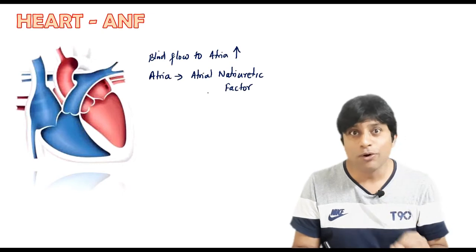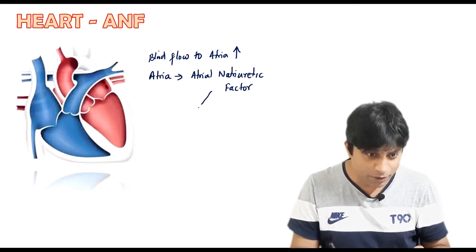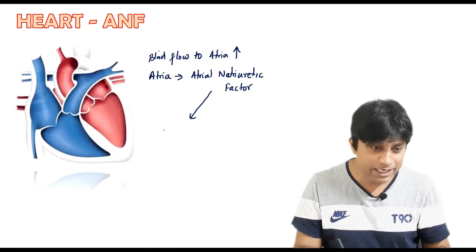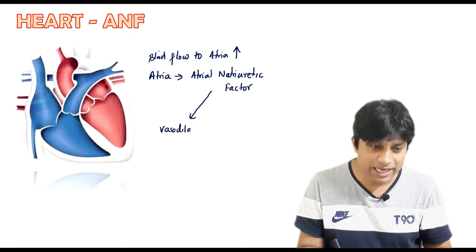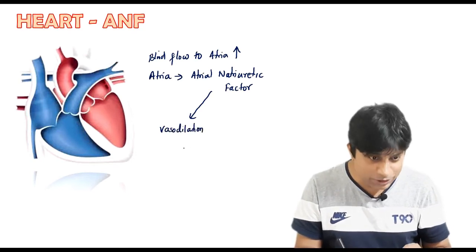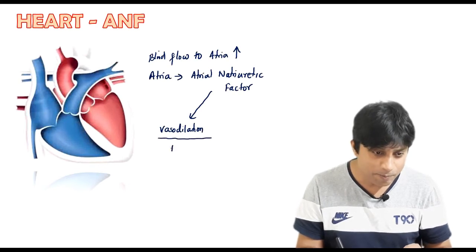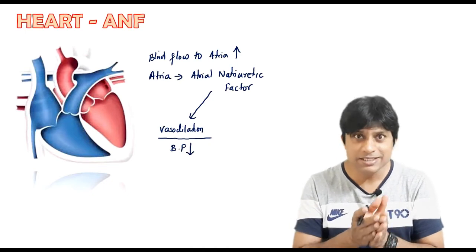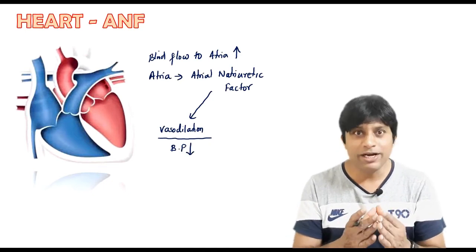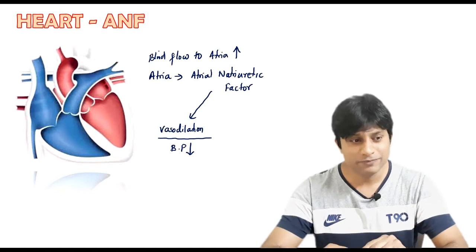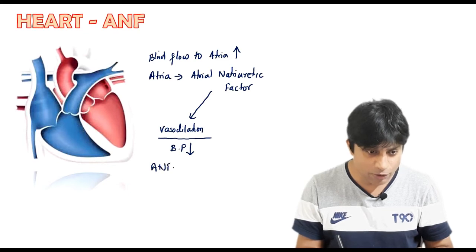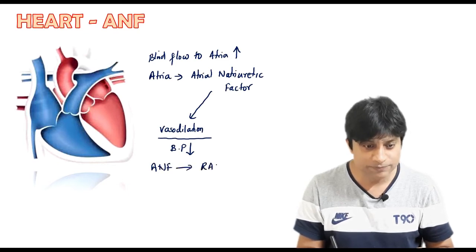Now, what is the role of this ANF? Because of increased fluid to the atrium, ANF immediately causes vasodilation, that is, dilation of blood vessels. As a result of vasodilation, blood pressure drops. So this results in regulating the body fluid volume once again. So I can say that ANF is a check on RAAS, right?